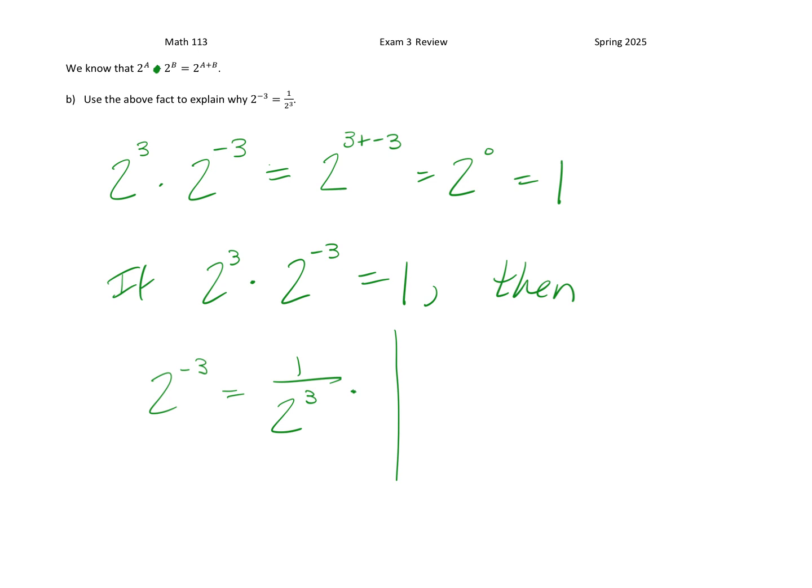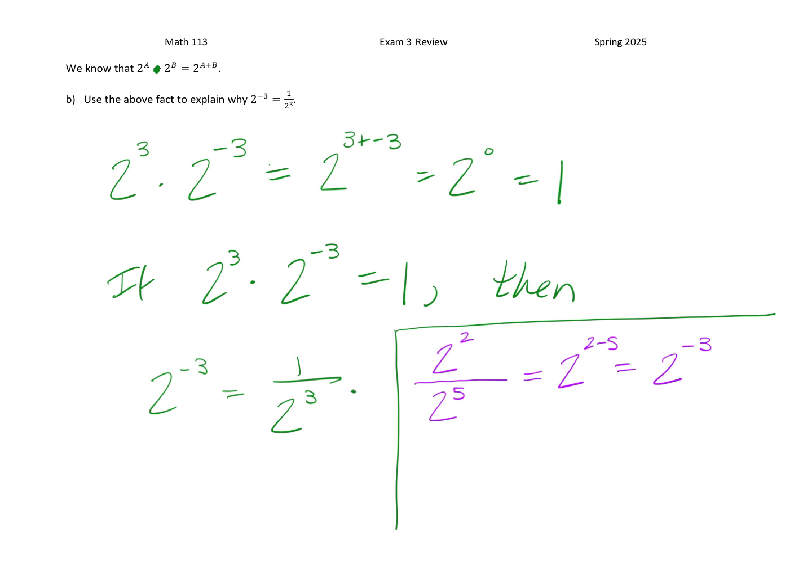Okay, another way to explain this would be to use the quotient rule. So for example, let's say I want to do 2 to the second divided by 2 to the fifth. Okay, my quotient rule says that when you're dividing like bases, you can subtract the exponents. So this is 2 to the 2 minus 5, which is 2 to the negative 3.